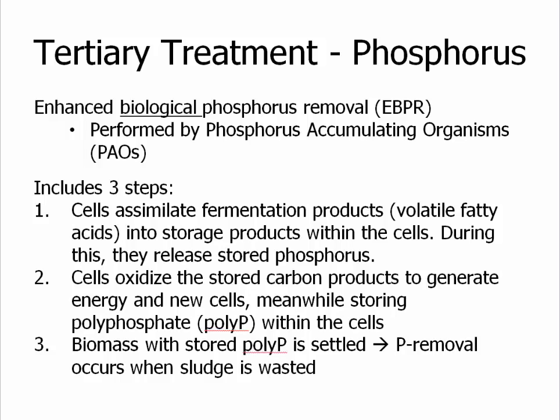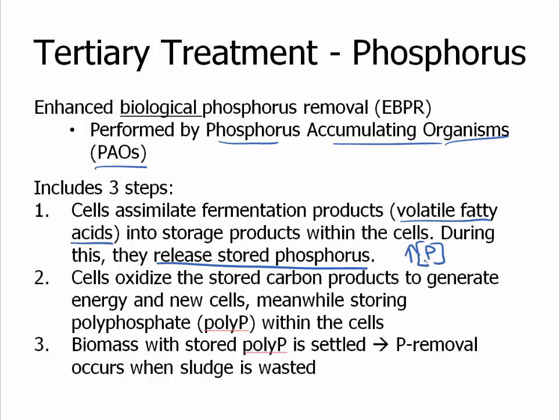If biological phosphorus removal is chosen, this is performed by a type of bacteria called a phosphorus accumulating organism, or a PAO. This is a fairly complicated biological step. In the first stage, the cells take up volatile fatty acids, which must be supplied. They store those inside their cells, and as they do that, they release phosphorus. So the phosphorus concentration actually goes up during the process.